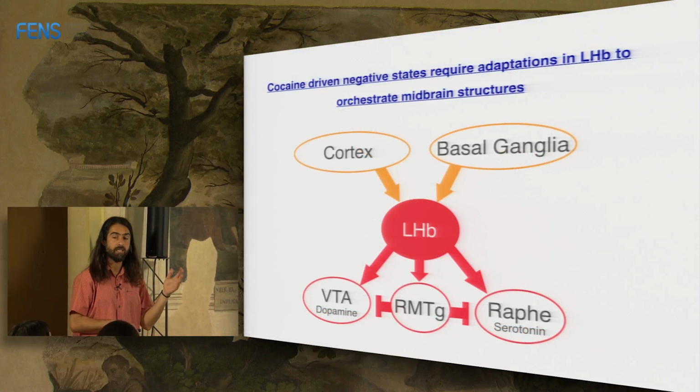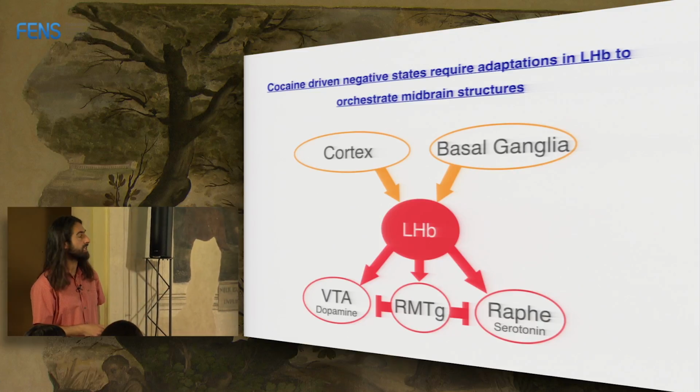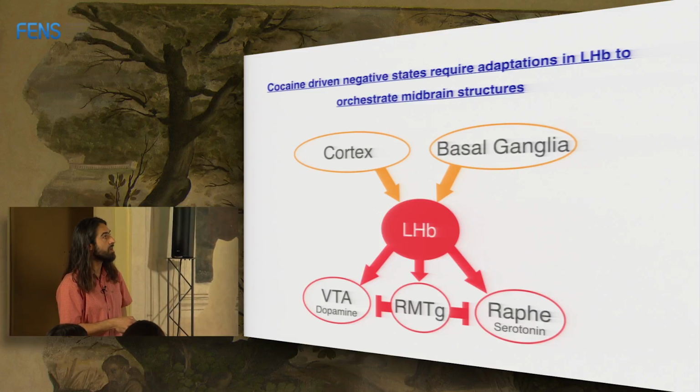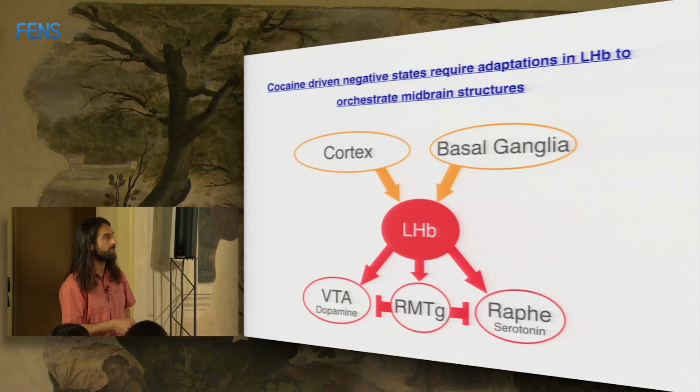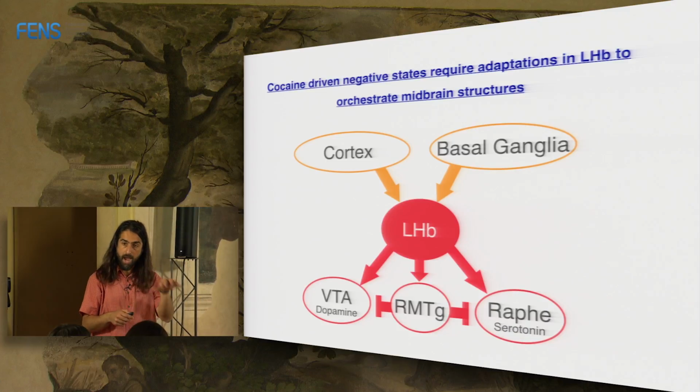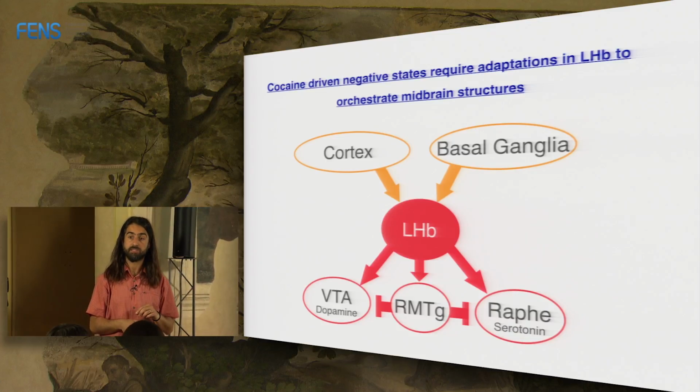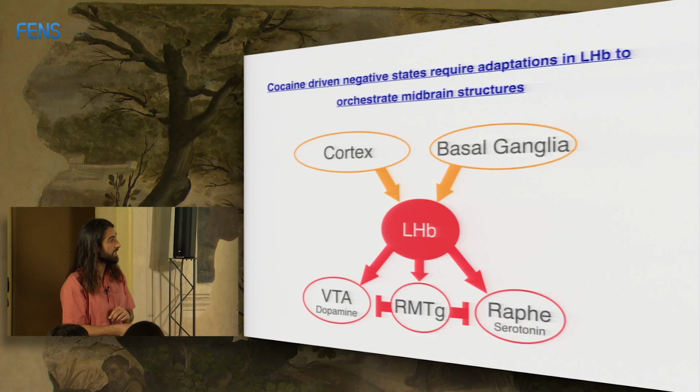So we started developing the idea that cocaine-driven negative states require adaptation in the lateral habenula by orchestrating midbrain structure. And we got interested in a basal ganglia projection, and we wanted to know whether these lateral habenular neurons receiving the basal ganglia projection would be implicated in controlling midbrain neuronal populations.